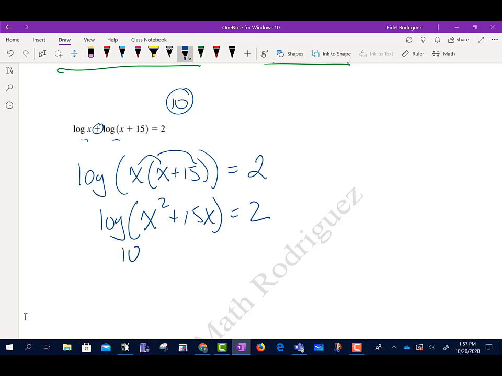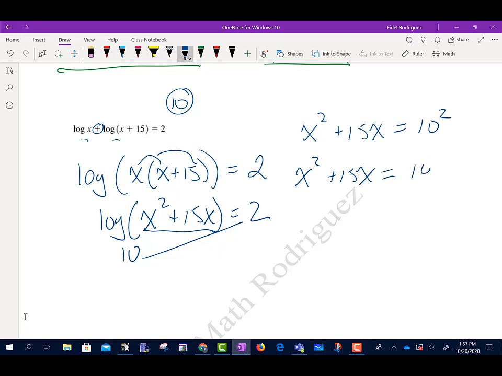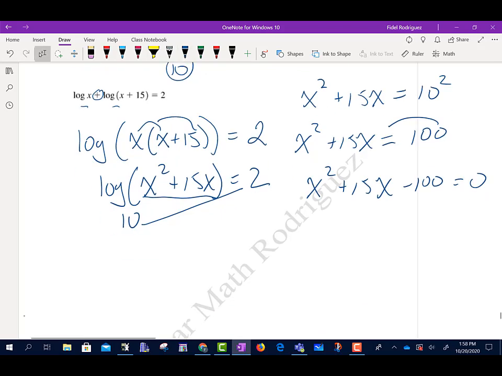Remember, my base number here is 10. So what is this telling me? This is telling me that x squared plus 15x is equal to 10 squared. 10 squared is 100. When I move this 100 over, it becomes a negative 100. And let's see if we can't go ahead and factor this guy out. So let me write it here where I have a little bit more room. X squared plus 15x minus 100 equals 0.